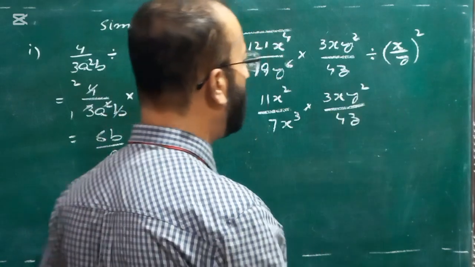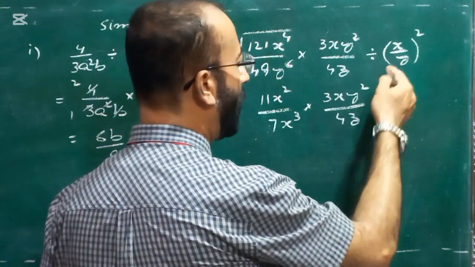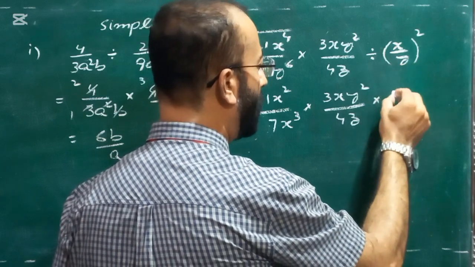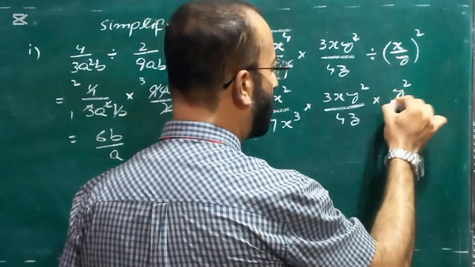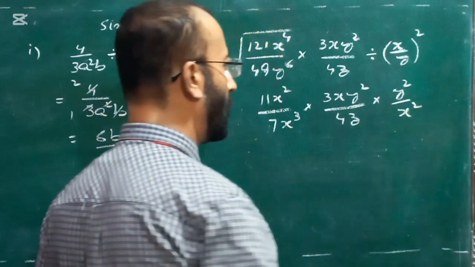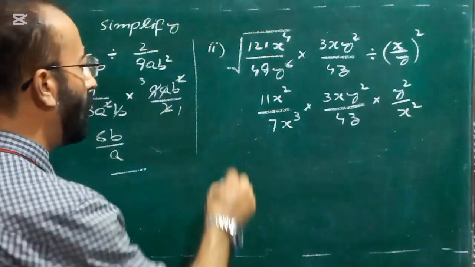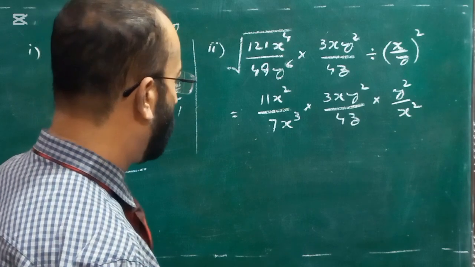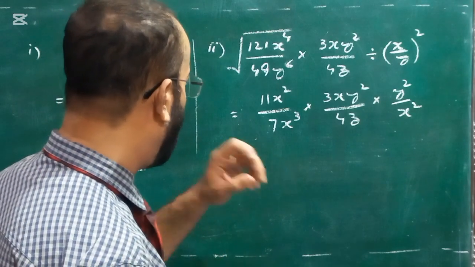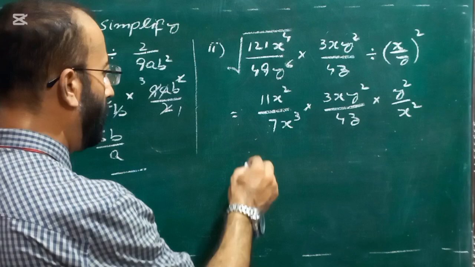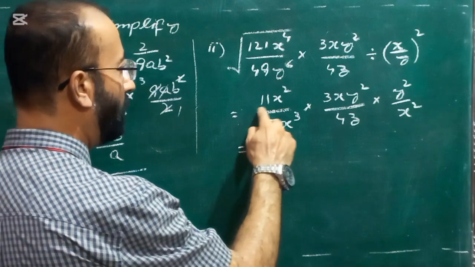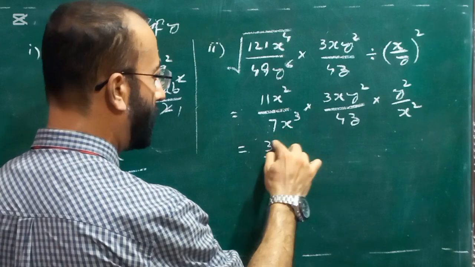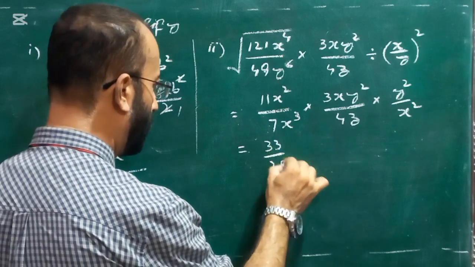Okay, convert this division sign into multiplication and take the reciprocal and open the bracket as well. So x square over y square will be written now as y square over x square. At this step, now cancel the values as much as possible. So look now. Okay, no digits are cancelled. So 11 3s are 33. And 7 4s are 28.